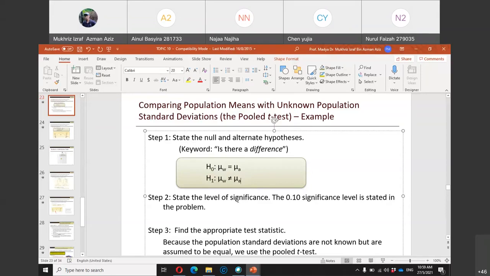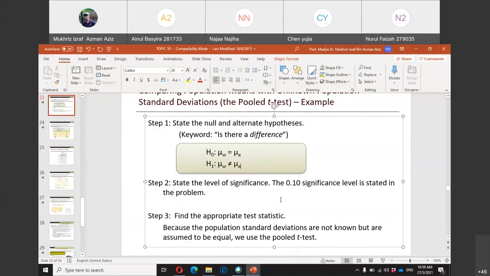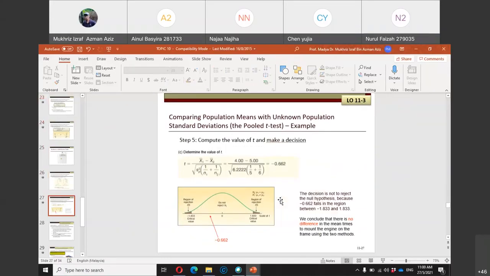So in part number 3 of your conclusion, because we cannot reject H0, we conclude that there is no difference between the mean of W, or values, and the mean time of Atkins. Okay, so that is using the pooled t-test.